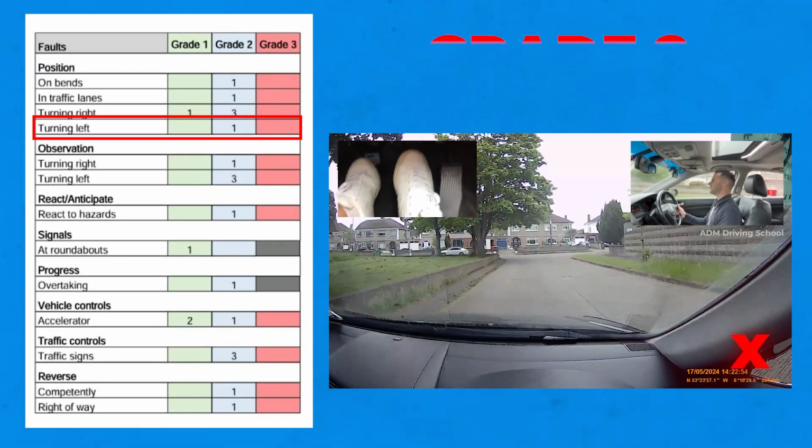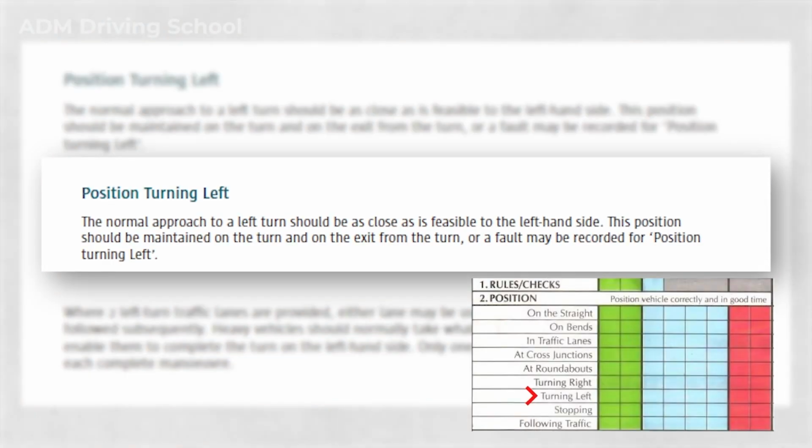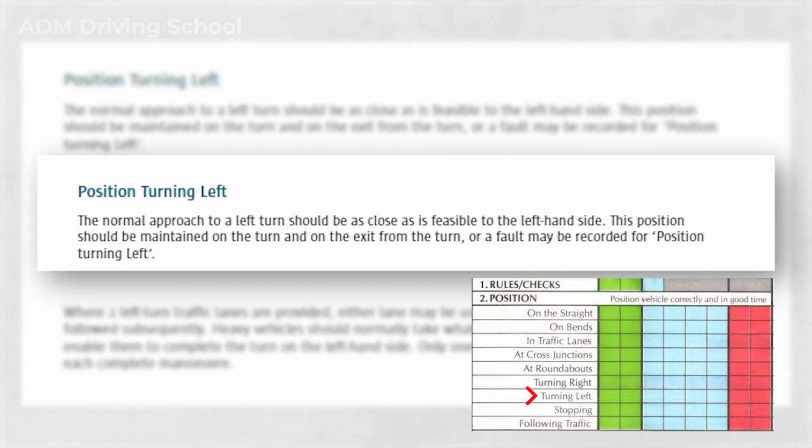Next we see he picked up 1 grade 2 for position turning left. Usually the reason why people get marked for position turn left is because they either take a left turn into a side road too wide, or turning left at a T-junction, they don't hug around the curb. The normal approach to a left turn should be as close as feasible to the left hand side. This position should be maintained on the turn and on the exit of the turn.